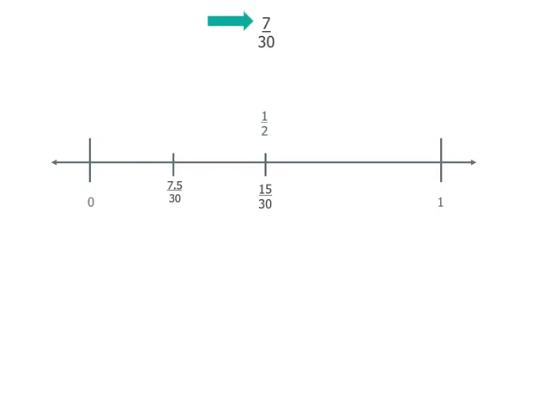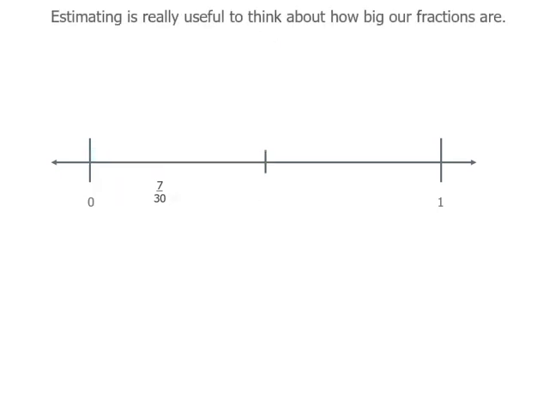Is 7 less than 7.5 or greater than 7.5? Well, it's just a bit smaller than 7.5. So it's only just on that side, which means it's closer to 0 than it is to half. So we had to drill down a little bit. But we got there, and we know it's closer to 0 than it is to half. In fact, estimating is such a good way to think about how big our fractions are and comparing them to our benchmarks.